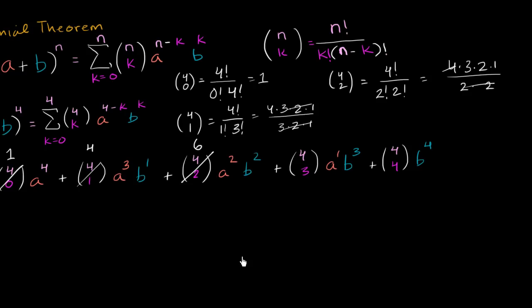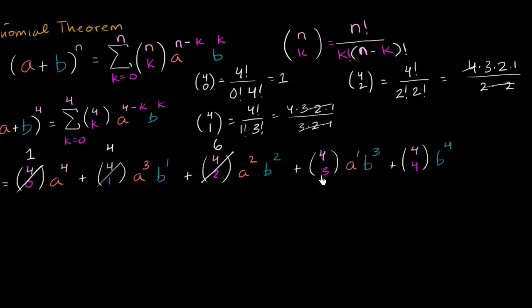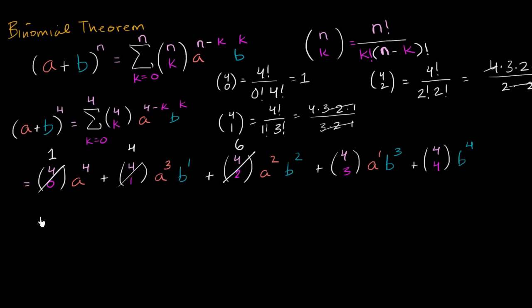And then what is 4 choose 3? Actually, I'll use some space down here. So 4 choose 3 is equal to 4 factorial over 3 factorial times 4 minus 3 factorial. So that's just going to be 1 factorial. Well, we already figured out what that is. That's the same thing as this right over here. You just swap the 1 factorial and the 3 factorial. So we already figured out that this is going to be equal to 4.